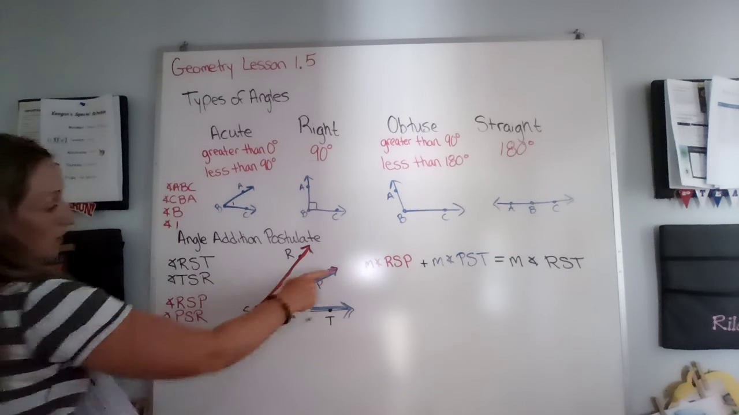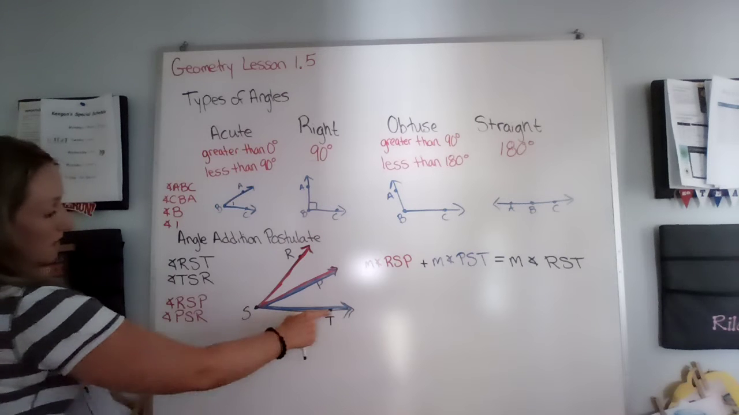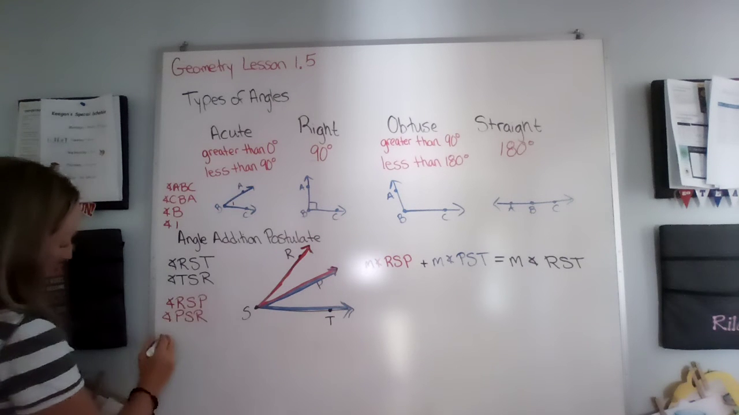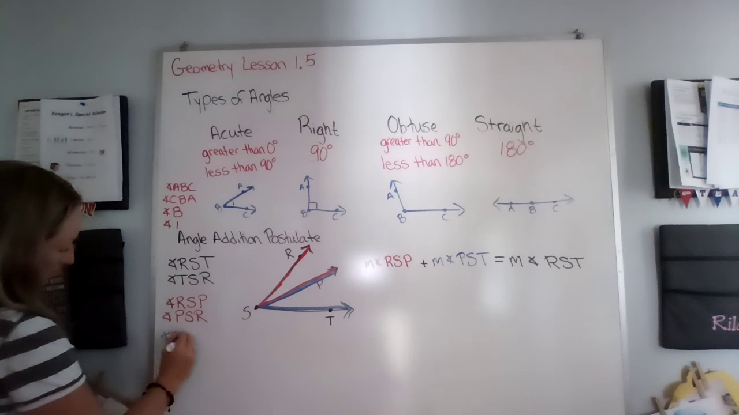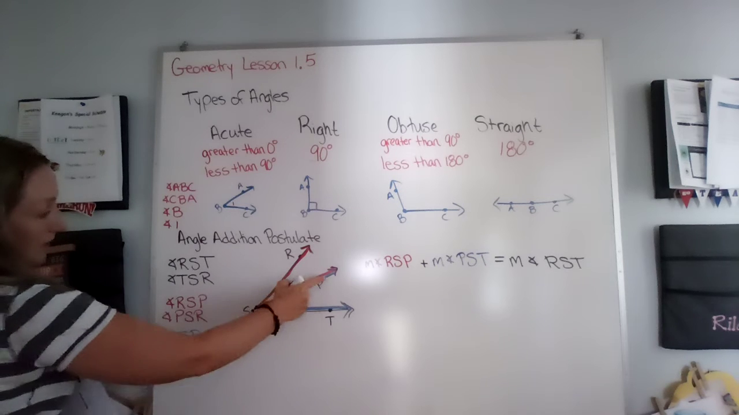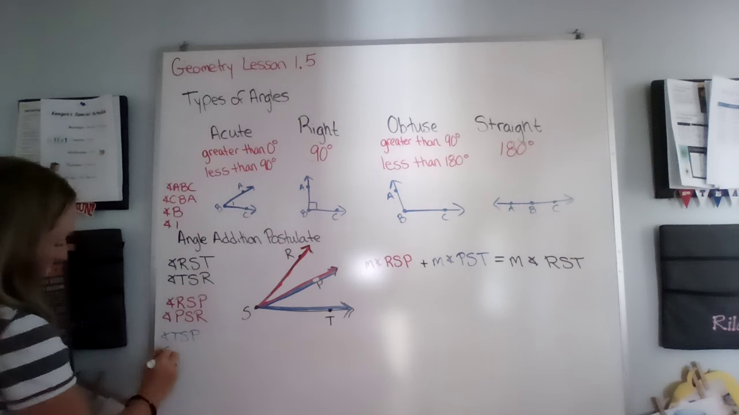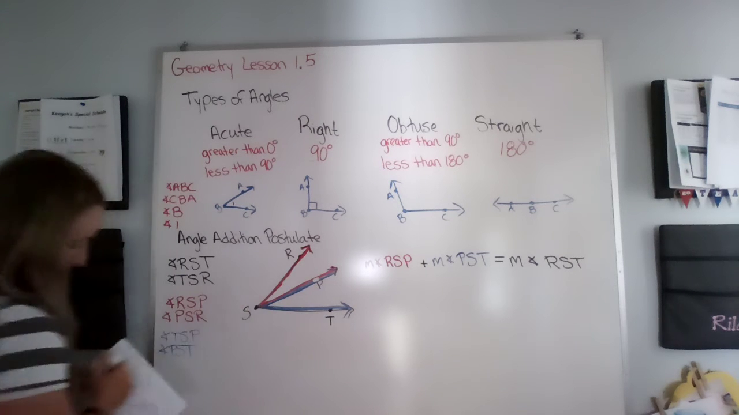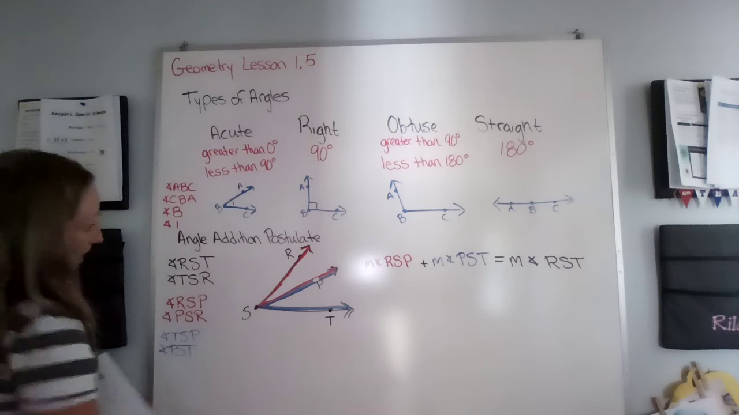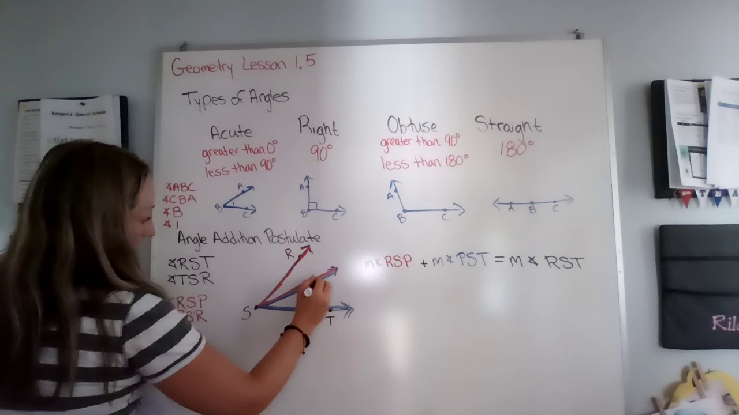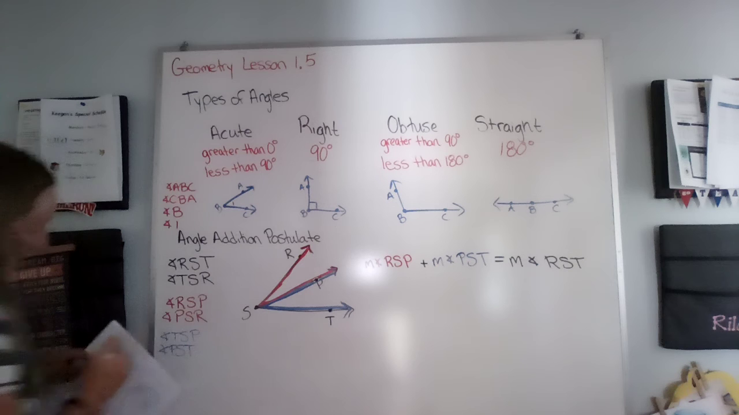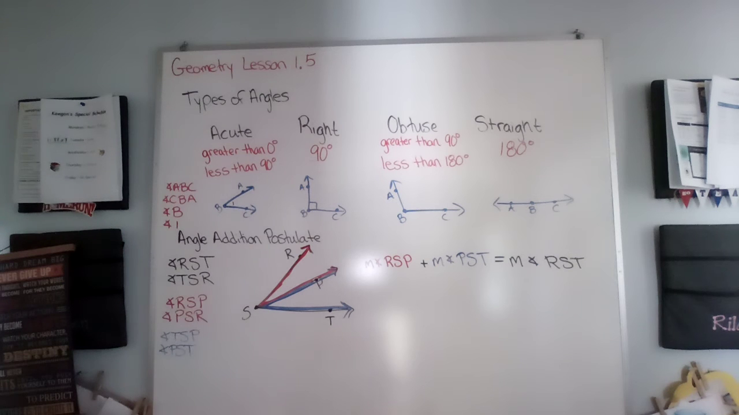And finally, the blue angle, I could name it angle TSP, or I could name it angle PST. And I just put a smudge on my diagram. All right, so that is how you name those angles there. It's the only options for the black, the red, and the blue angle.